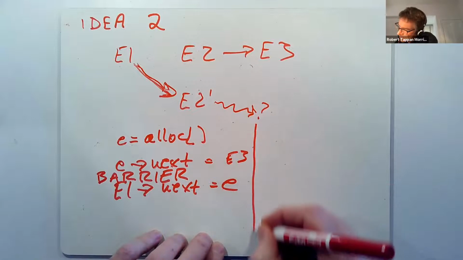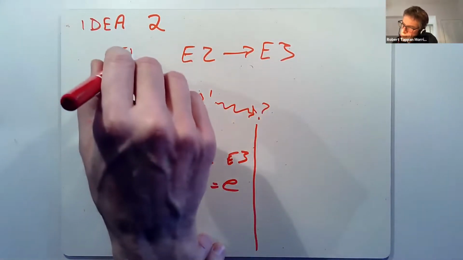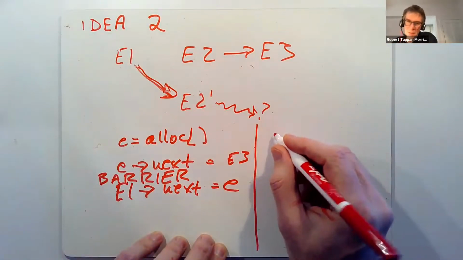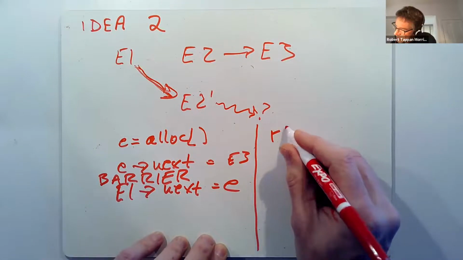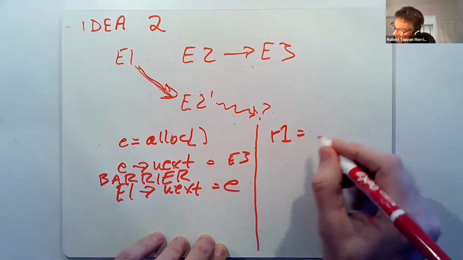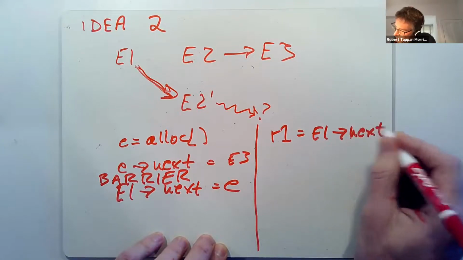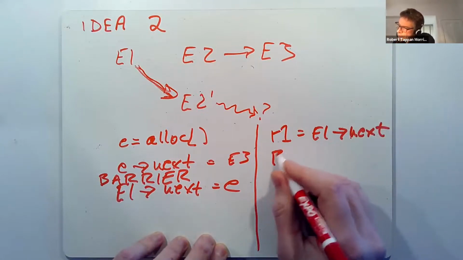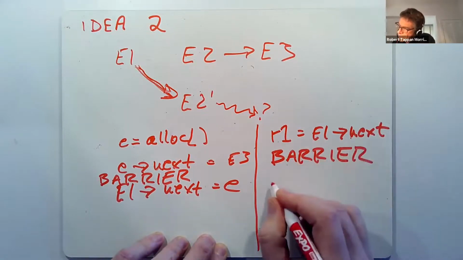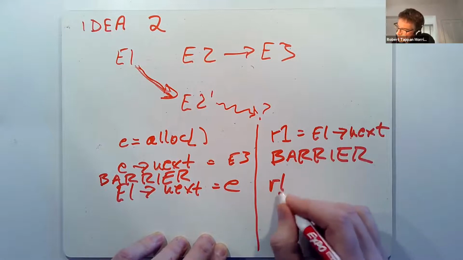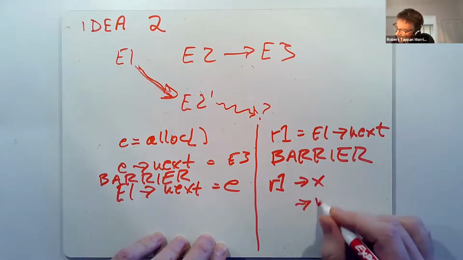And on the read side, the reader needs to load E1 arrow next into some temporary location or register. So we'll just say register 1 equals E1 arrow next. Then the reader needs a barrier. And then the reader is going to look at R1 arrow, its content, and R1 arrow next.